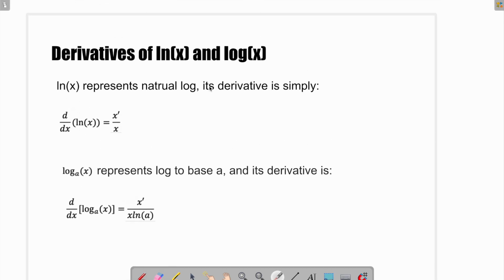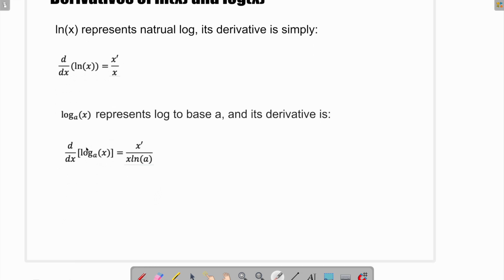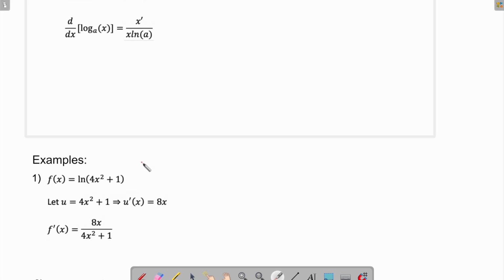Awesome. So now we're going on to the last topic, natural log of x and log of x. The derivative of ln of x is the derivative of x over x. Very simple formula. And when we have log base a, so it's not a natural log, what happens here is the derivative of log base a of x is the derivative of x over x times the natural log of the base, which is a. So let's go into an example.